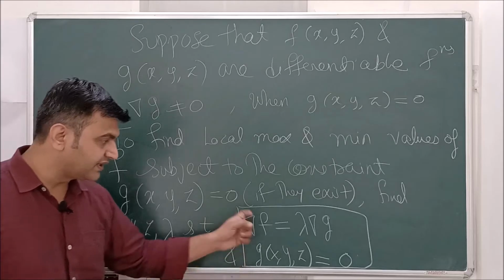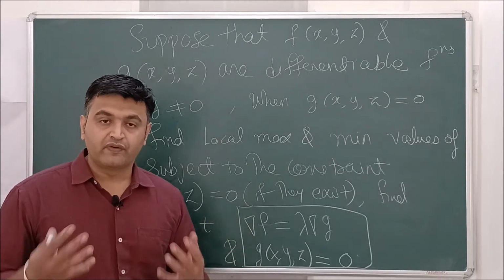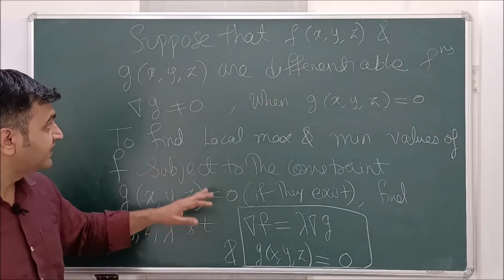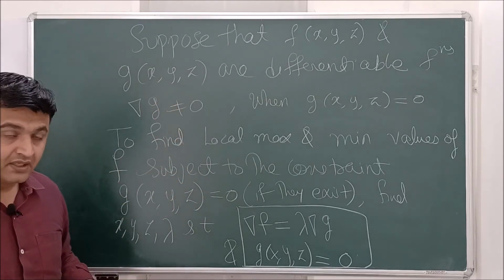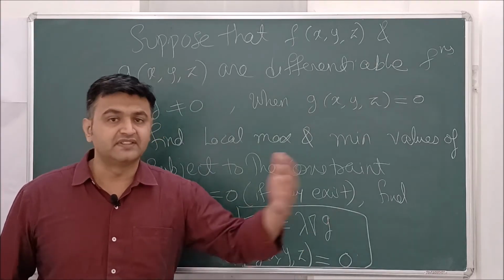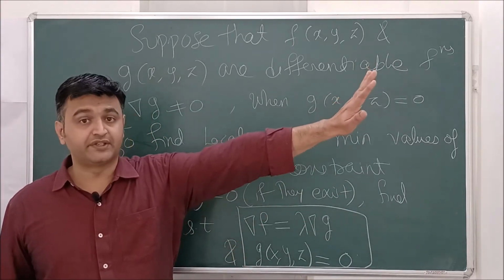So simply keep these two things in mind and you find the values of x, y, z, lambda. Now here I have stated the theorem for a 3 variable case. The same thing works with 2 variable, 4 variable, 5 variable, 6 variable and nth variable in general.